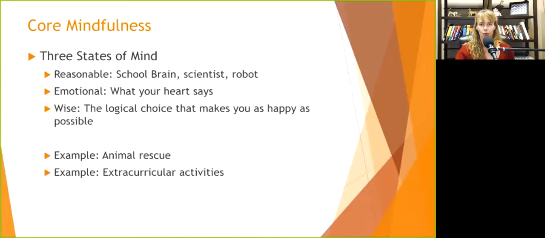So I might throw out something like, there's a school dance coming up and you want to go. So let's talk about the reasonable mind. Let's talk about the emotional mind. And then let's talk about the wise mind. Or I might throw out something that is a current issue in the news. I try not to take anything too emotionally charged, but something that they might be interested in and care about.